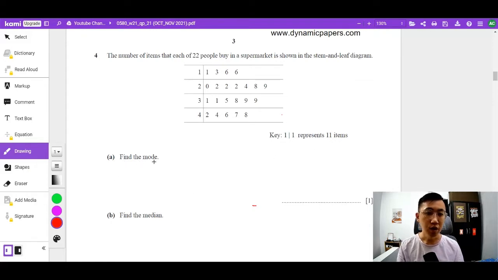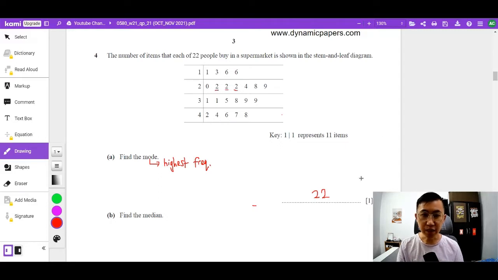A. Find the mode. Mode means your highest frequency or appear most times. Okay, so highest frequency. Find out which one appear most time. 16 appear 2 times. You can see 16 appear 2 times. 22, wow, appear 3 times. 22, 22, 22. Okay, and the rest just appear 2 times or 1 time. So definitely it's 22 mode. Okay, this one appear 3 times.